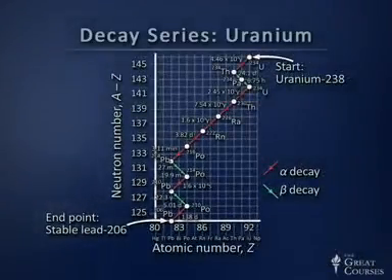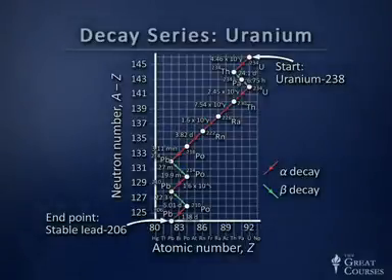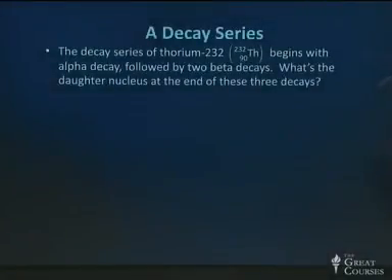To see that we understand these radioactive decays, let's take a look at another decay series on our big screen monitor here. Here's the decay of thorium-232, atomic number 90, mass number 232, symbol Th. It begins with one alpha decay. It's followed by two beta decays, then a bunch more decays. But my question is, what's the daughter nucleus at the end of these first three decays?